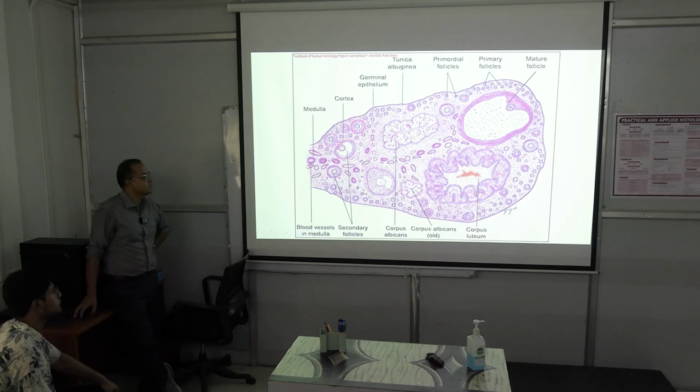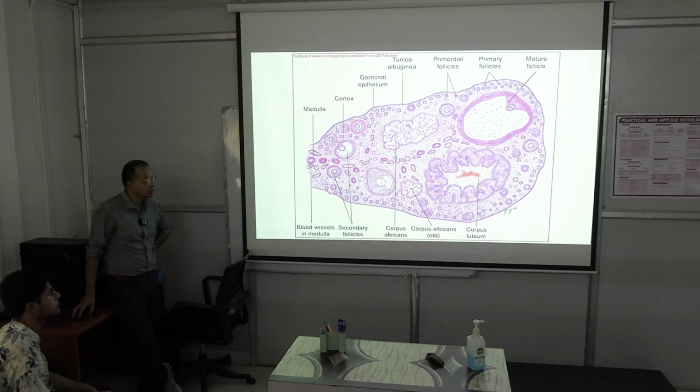It starts with a covering of a single cellular layer, which we call the germinal epithelium. Then we have a thin white tissue, which we call the Tunica Albuginea, a very thin layer, and then we have the cortex present in it. The medulla is free from follicles; the medulla contains blood vessels and lymphatics. Together, the germ cells surrounded by a layer of flat cells, which surround the oocyte, we call follicles.